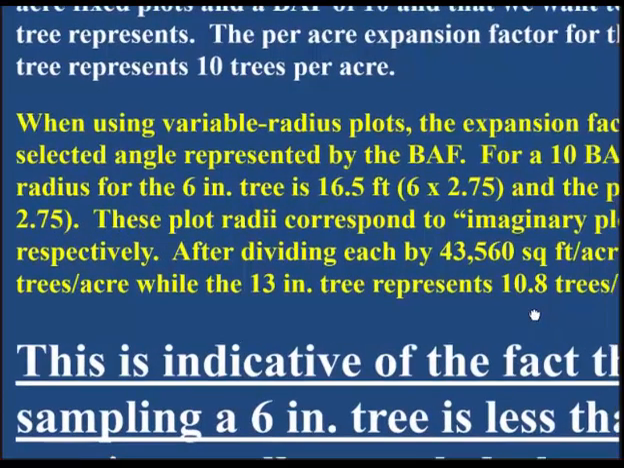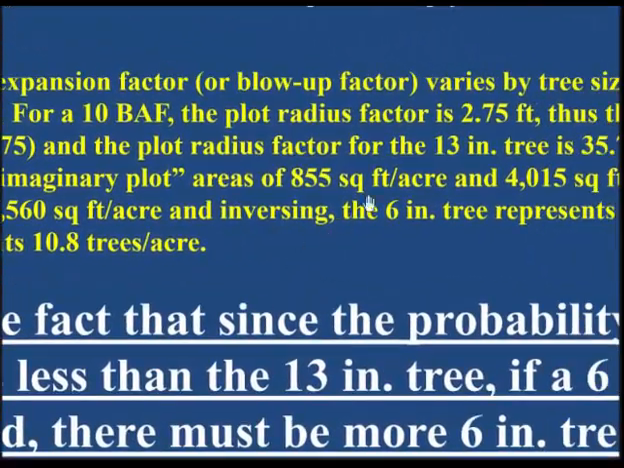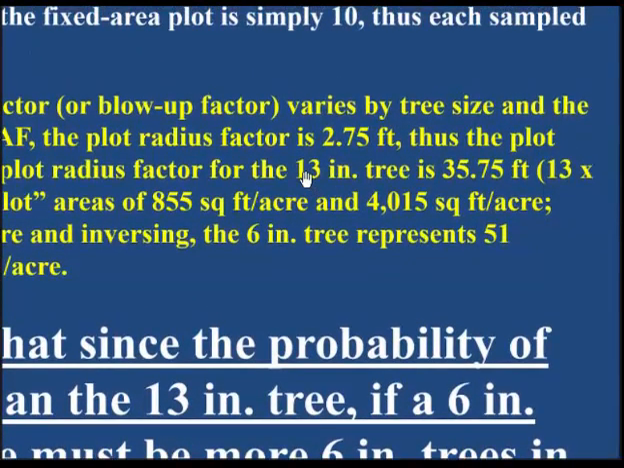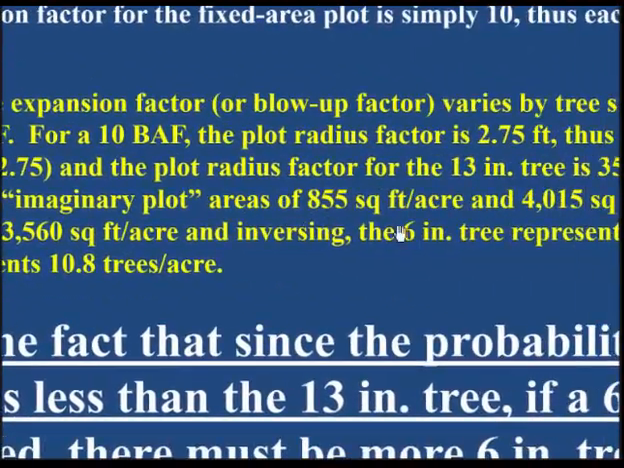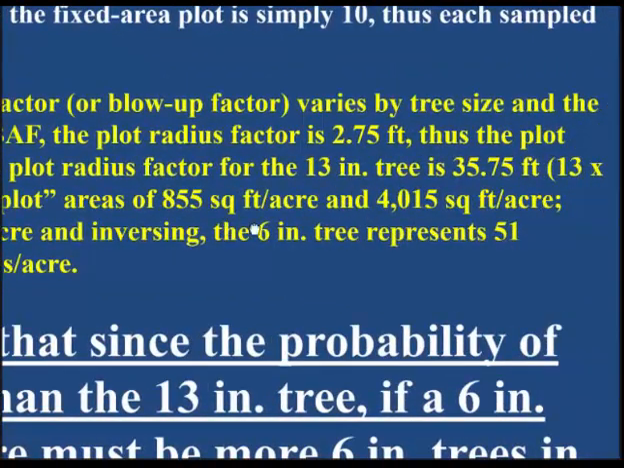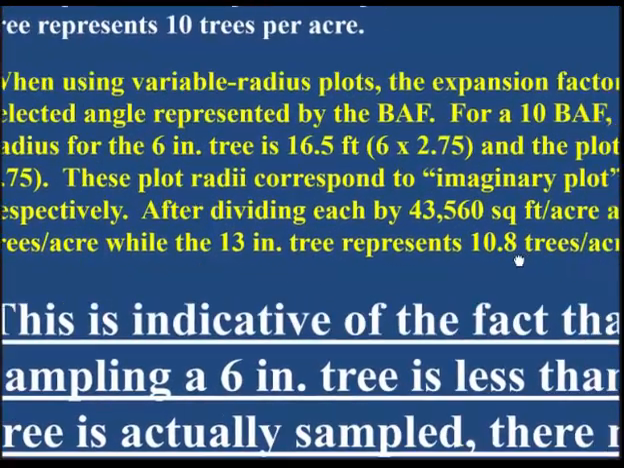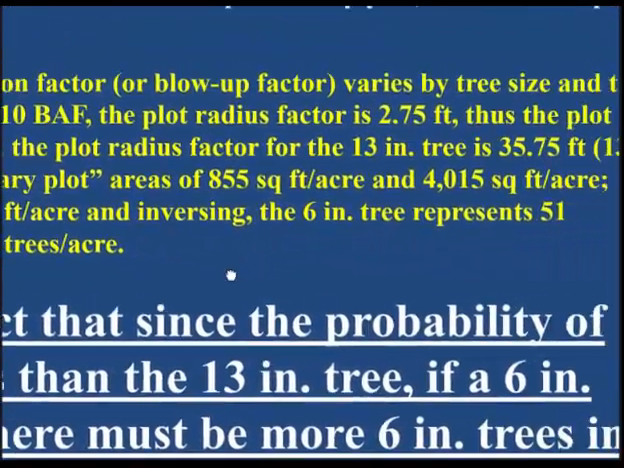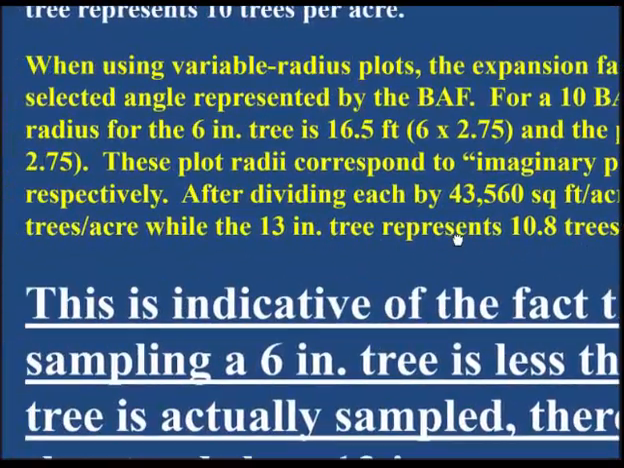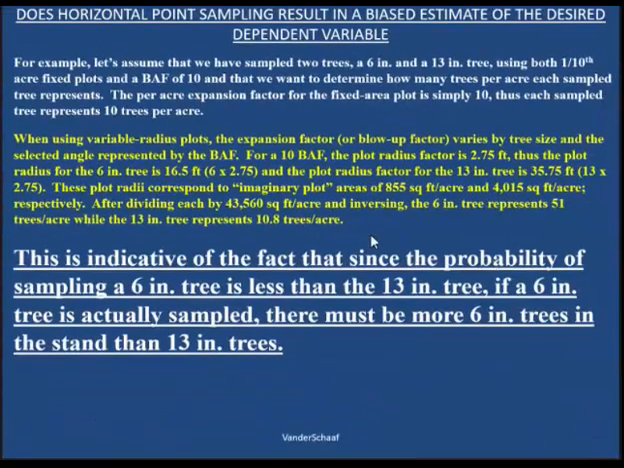These plot radii correspond to imaginary plot areas of 855 square feet for the 6-inch tree and 4,015 square feet for the 13-inch tree, respectively. Thus, after dividing each by 43,560 square feet per acre and inverting, the 6-inch tree represents 51 trees per acre, while the 13-inch tree represents 10.8 trees per acre. So with the 1/10 acre fixed plot, each one of those trees, because they have the same probability of being sampled, has the same blow-up, the same number of trees per acre.